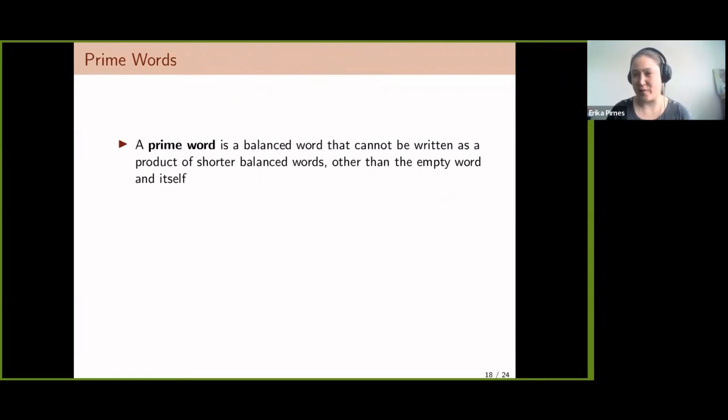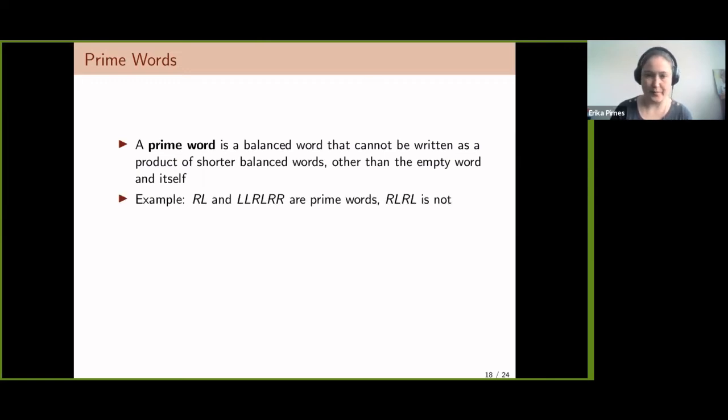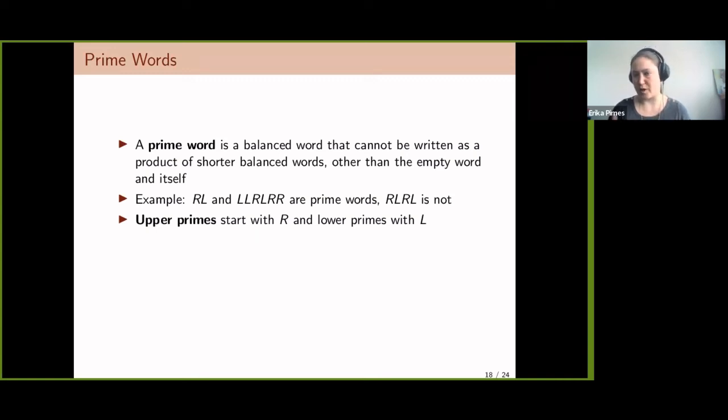Okay, so some terminology. As I mentioned earlier, prime words. What is a prime word? It is a balanced word that cannot be written as a product of shorter balanced words other than the empty word and itself. So, an analogy with the prime numbers. Some examples: some prime words on the left, and on the right, not a prime word, because we can write it as a product RL times RL. And then some more terminology. Upper primes start with R, lower primes start with L.